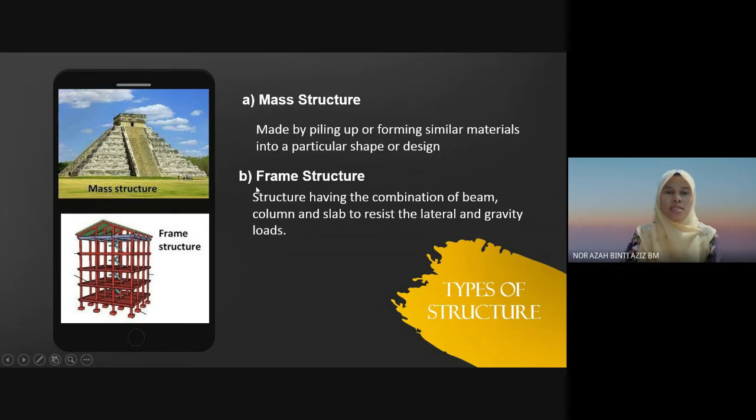Okay, so next is frame structure. Frame structure is a combination of beam, column and slab. Struktur kerangka. So frame structure consists of main structural elements, terdiri daripada main structural element. Kita tengok kat sini kita ada roof, beam, column, slab. What for? To resist the lateral and gravity loads.